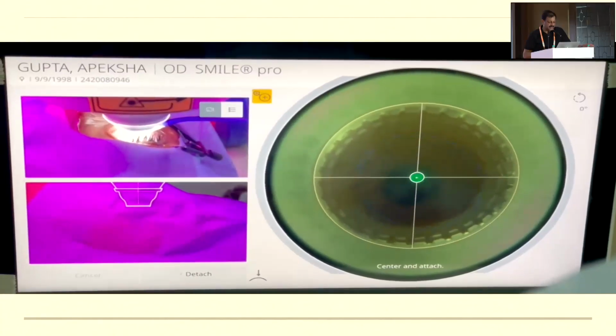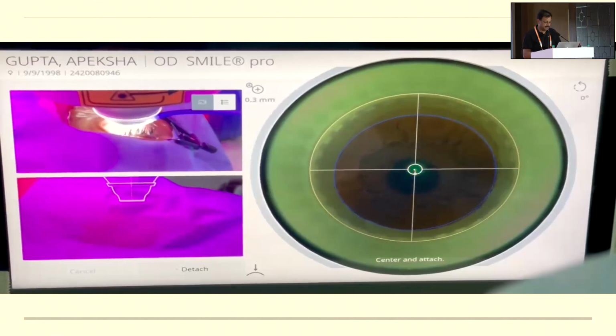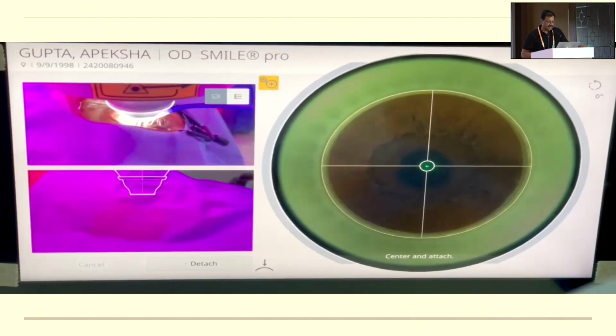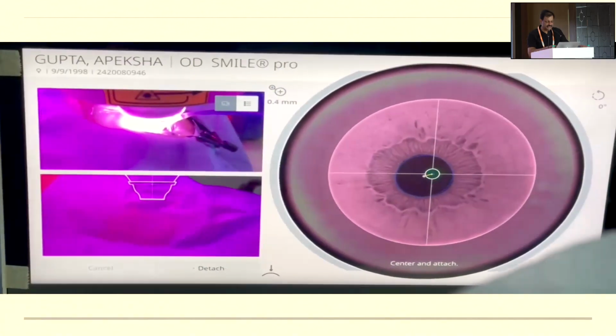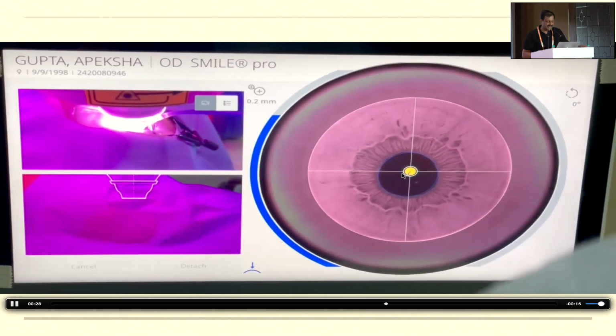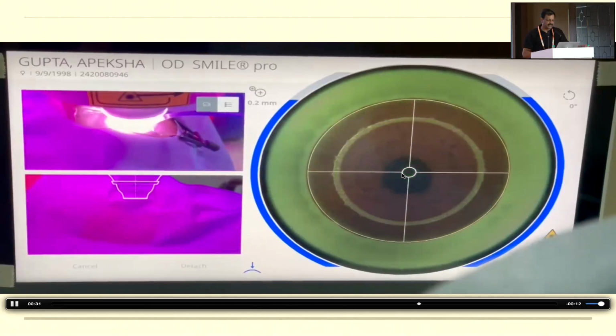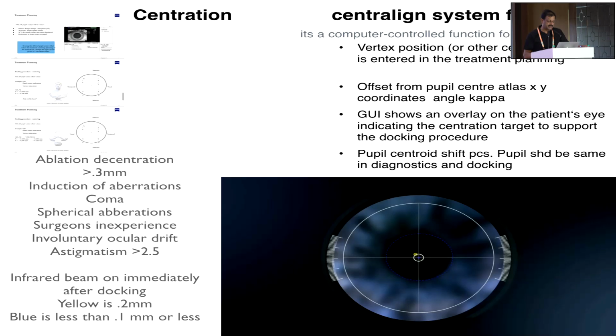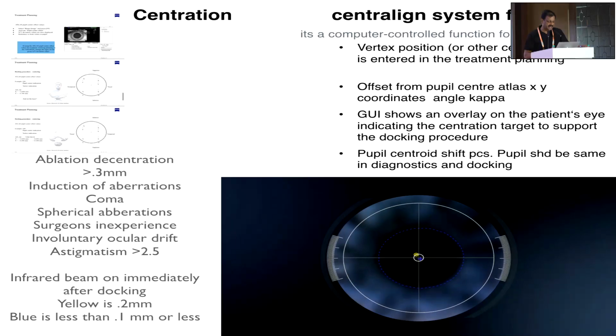so this is how you take the patient and you can ask the patient to focus, and then you can turn the infrared camera on and achieve the centration right on the visual axis. So if you see here, this is the deviation, and you actually aim for this blue where it is less than 0.1 millimeters. Yellow means it's between 0.1 and 0.2, and this is how the centration can be achieved. And this is the center aligned system on this VisuMax 800 platform.